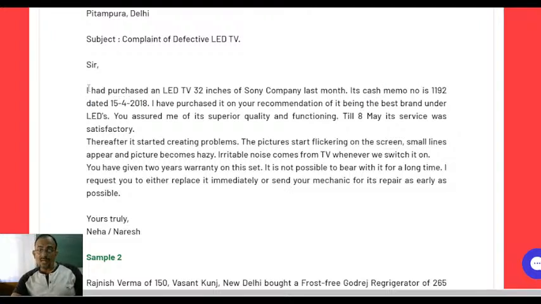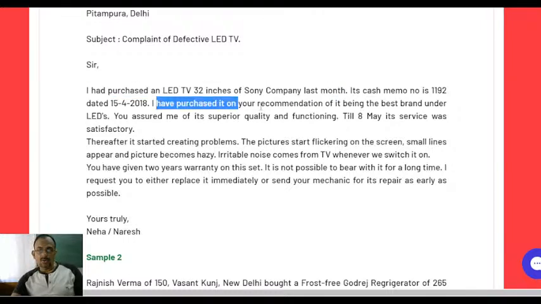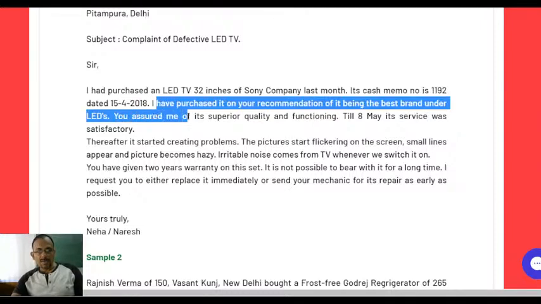But you have to write what kind of product you have purchased, and the model number you have to write. I have purchased it on your recommendation of it being the best brand under LEDs. You assured me of its superior quality and functioning. Till 8th May, its service was satisfactory.